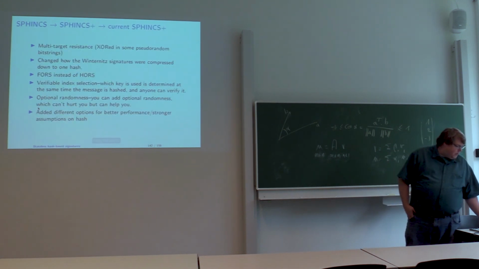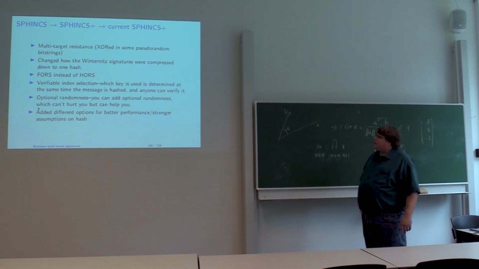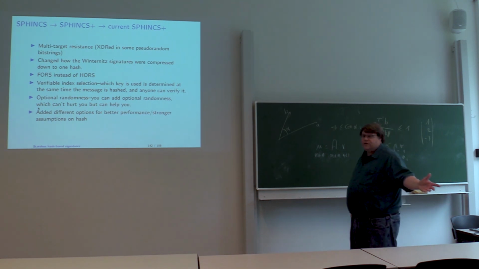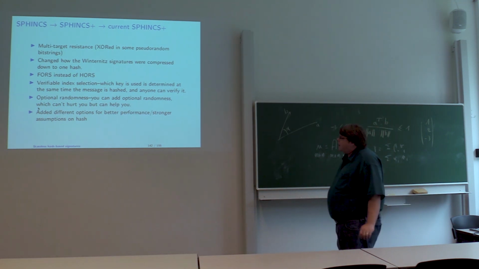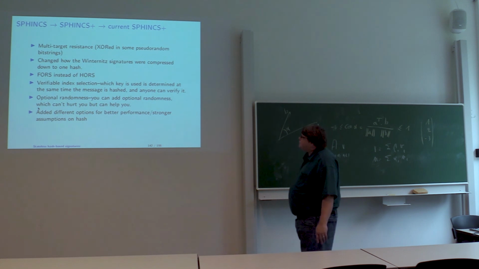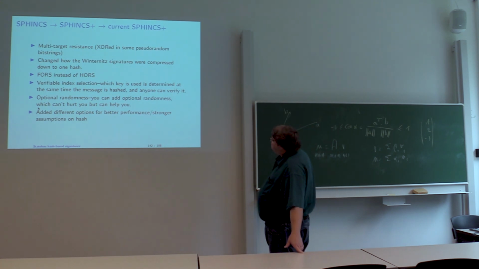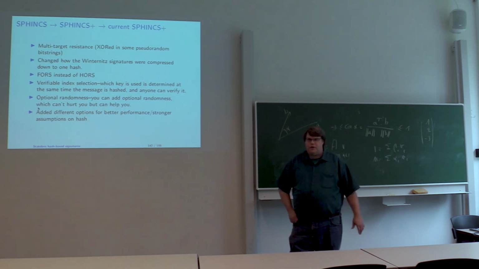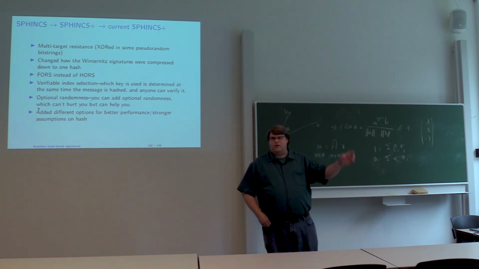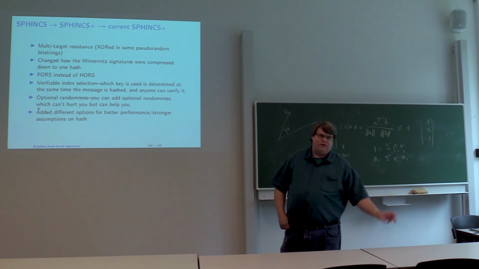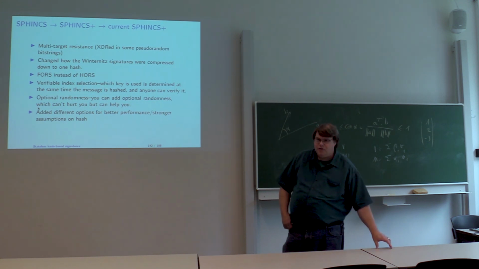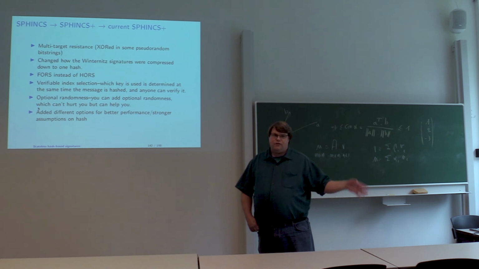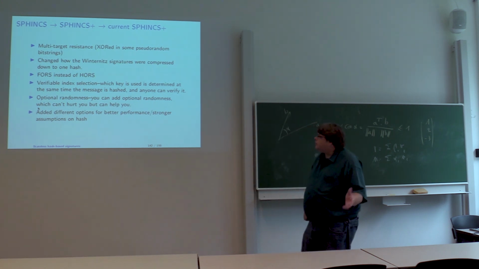And then going to Sphinx Plus, they fixed many of the same problems. They did a few changes, multi-target resistance. They did FORS, the thing where you have a different tree for each component of the hash, so every 16-bit chunk gets its own Merkle tree in the few-time signature. They did that instead of HORST.